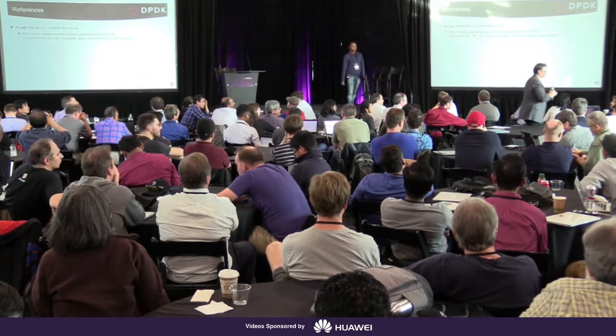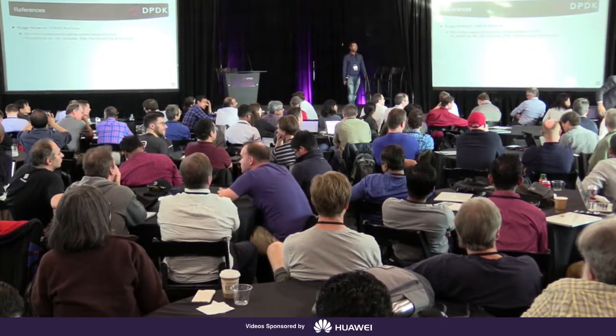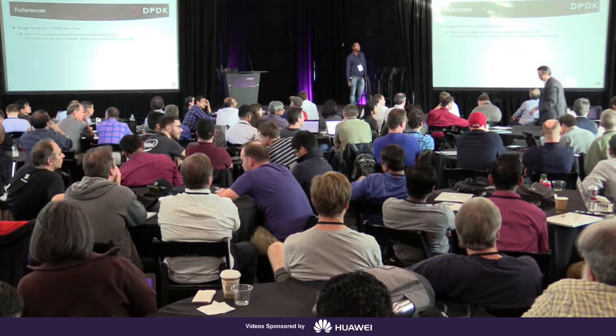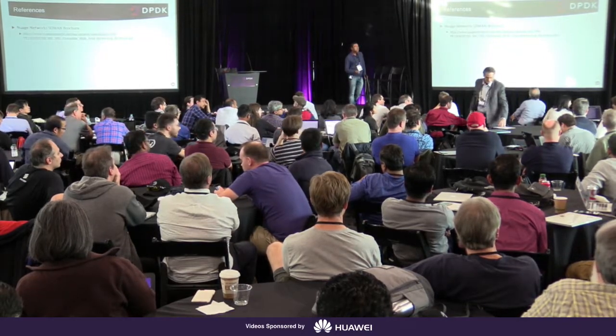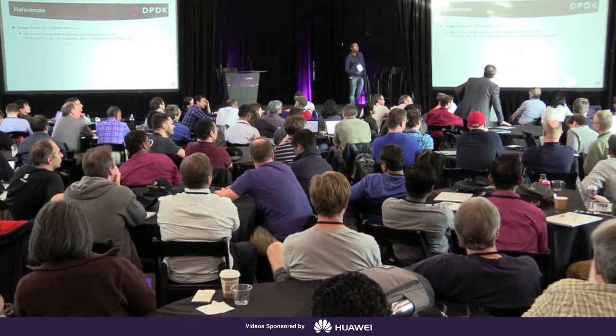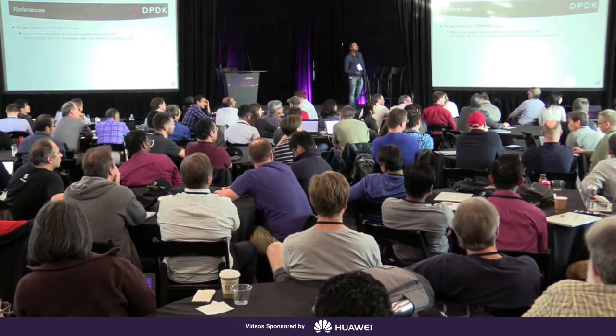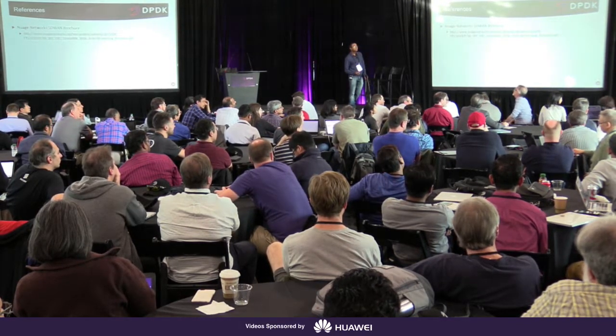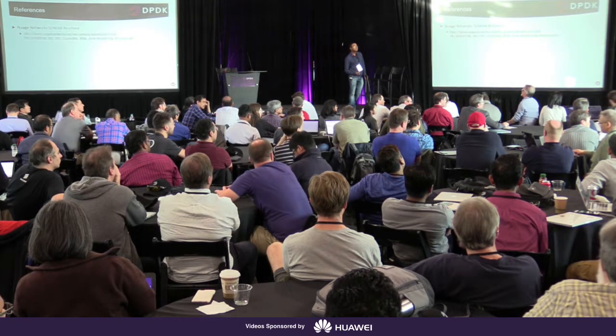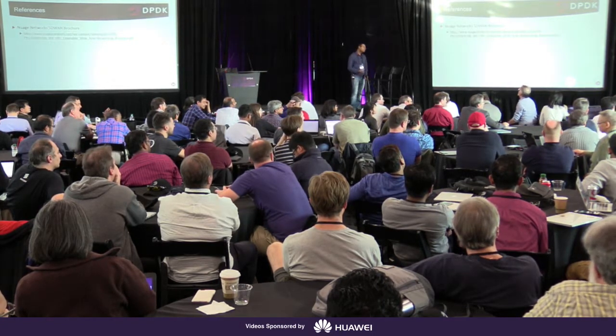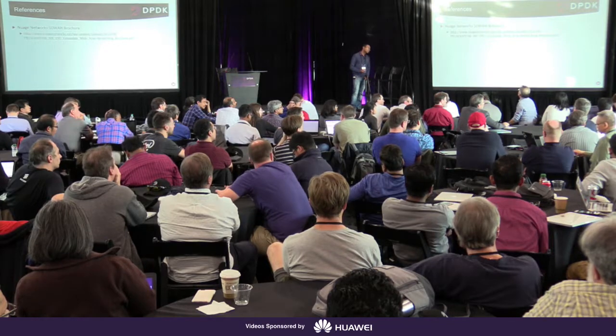Question for Frank over here. Hello. Have you looked at Virtio-user as an exception path instead of KNI? Because KNI is a no-go to be upstream in the kernel, while vhost-net is already there. So to my question, have you evaluated the Virtio-user exception path?